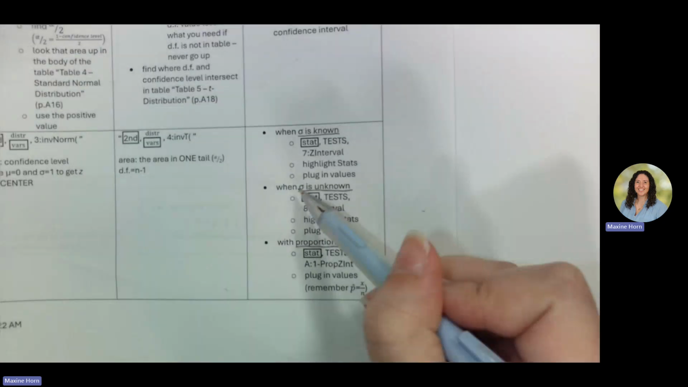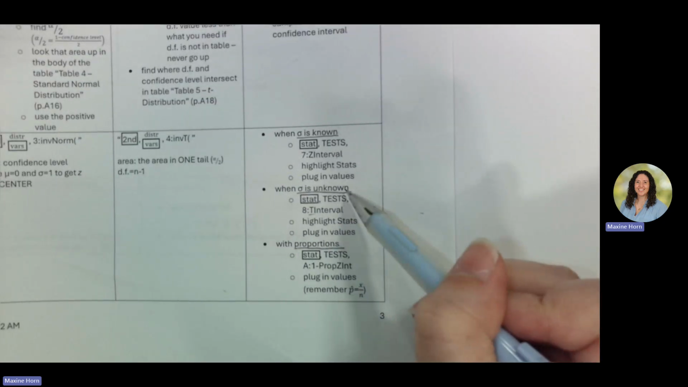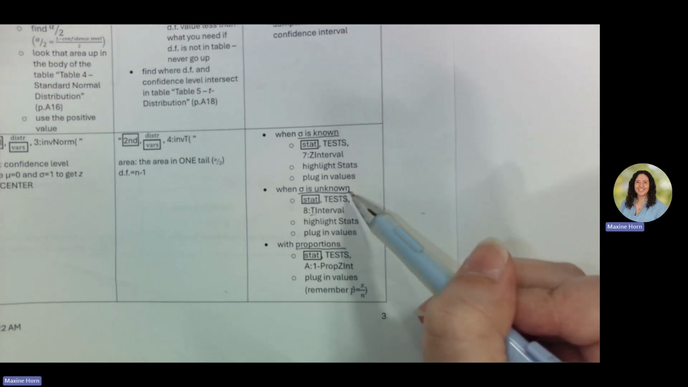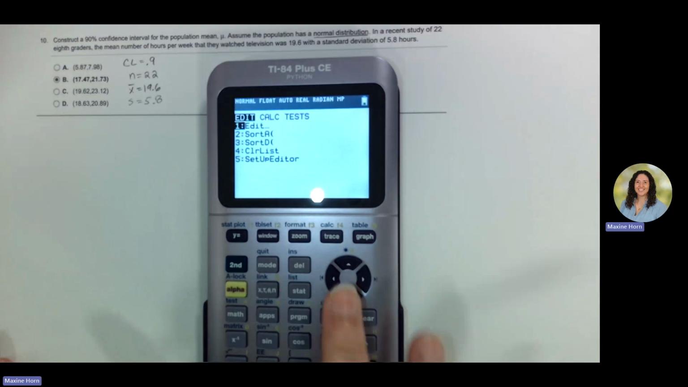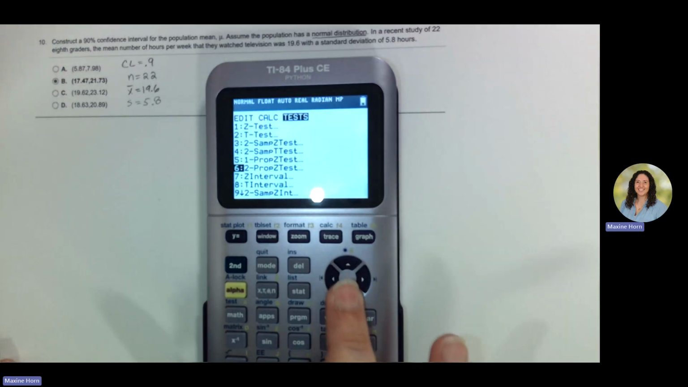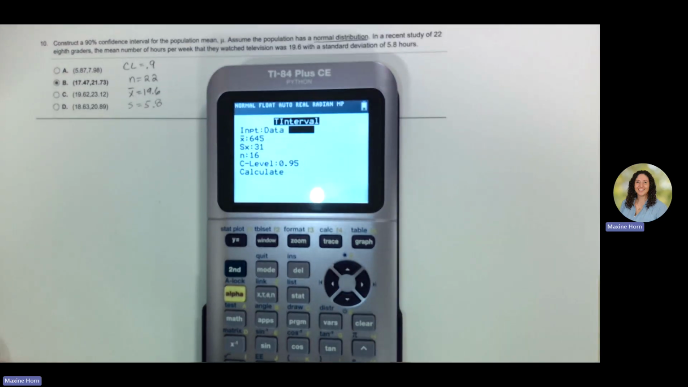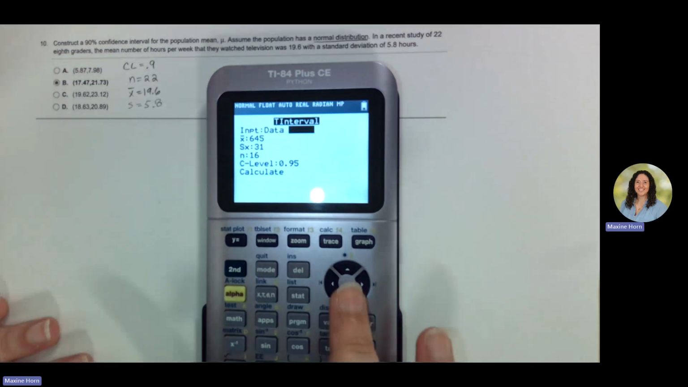So again, we could do this by hand, but I'm going to go ahead and do it in the calculator. All right, we're going to construct our confidence interval in the calculator. I don't know my population standard deviation. All I know is my sample standard deviation. So this is going to be a t interval, right? Stat test number 8, which is t interval. Okay, so stat test, arrow down, or just select number 8, t interval, and we plug in what we know.